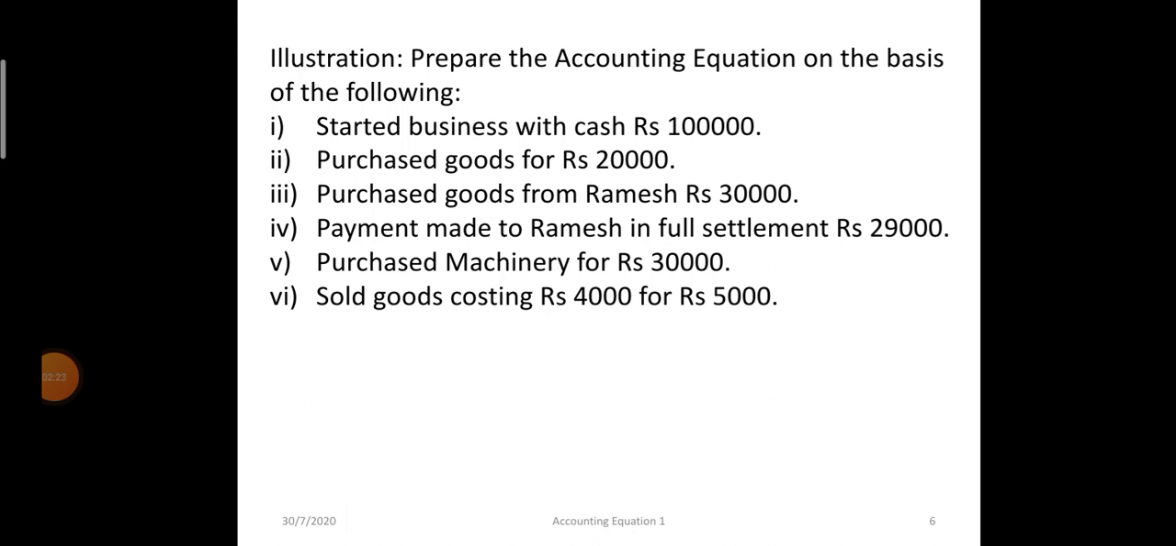Now let's take one illustration to understand accounting equation properly. I have taken 6 transactions. All of you read this. Started business with cash 1 lakh. Second transaction, purchase goods for rupees 20,000, so it is a cash transaction. Purchase goods from Ramesh, the name is mentioned, so we will consider it as a credit transaction. Payment made to Ramesh in full settlement, so discount is received. Purchase machinery for rupees 30,000, vendor's name is not mentioned, so it is a cash transaction. And sold goods costing rupees 4,000 for rupees 5,000, so here more than two accounts will be affected.